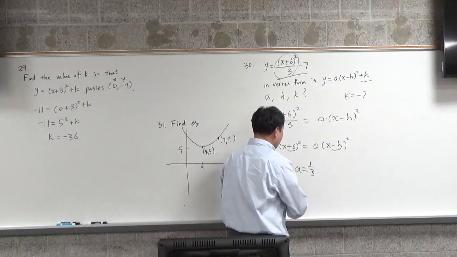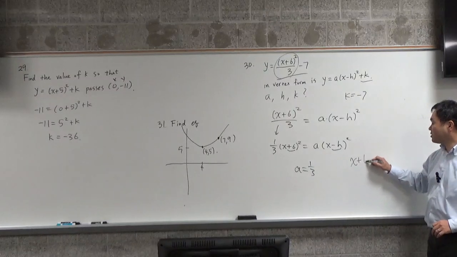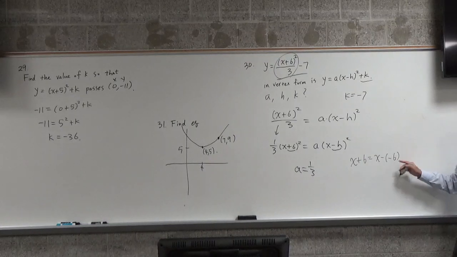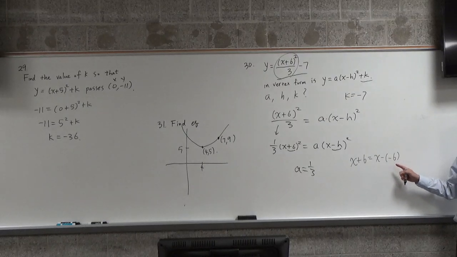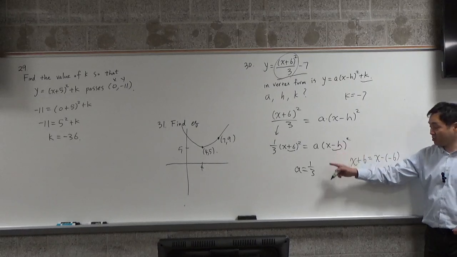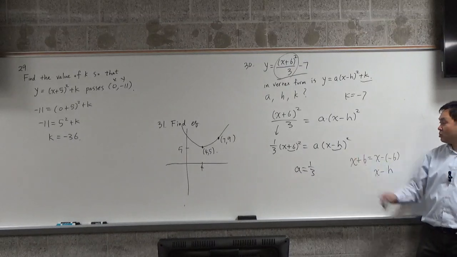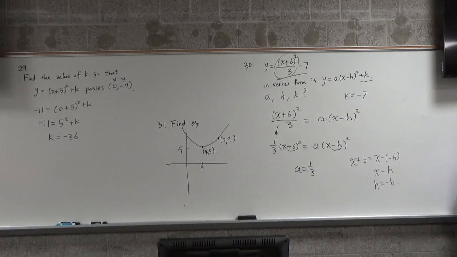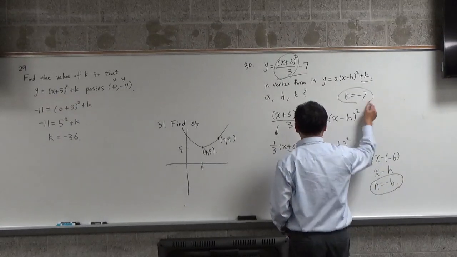So the idea here is if you have x + 6, that can be written as x - (-6), because minus of minus is plus, right? Why do I write it like this? Because if you write it like this, then you can immediately compare with this x - h. So if you write down x + 6 as x - (-6), you can immediately compare with h and say, oh, h must be -6. Okay? So the answers are h equals -6, a is 1/3, and k is -7.